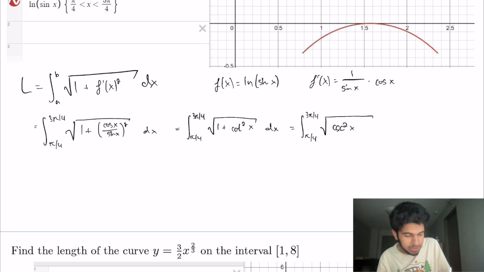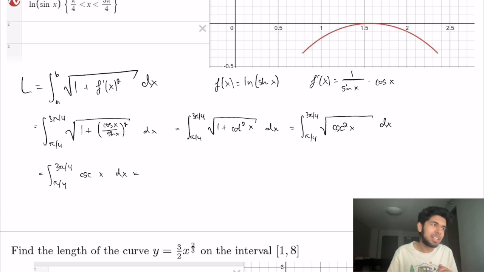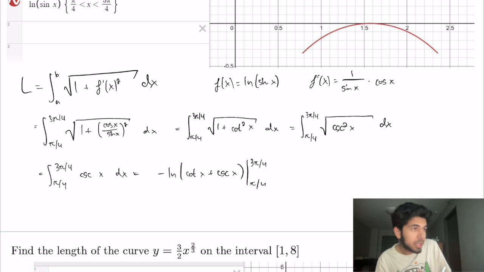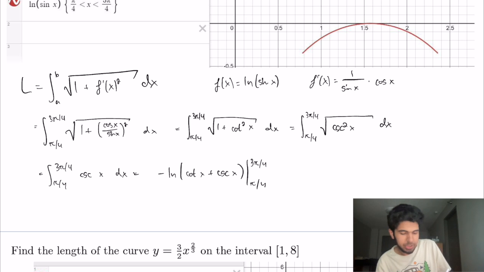The square root of cosecant squared of x is just cosecant. So this is the integral from pi over 4 to 3 pi over 4 of cosecant of x dx. And hopefully you have this memorized. I often forget it, but this is equal to negative ln of cotangent of x plus cosecant of x, evaluated from 3 pi over 4 to pi over 4. And let's see, we can just plug this into a calculator, and this should be 1.763.